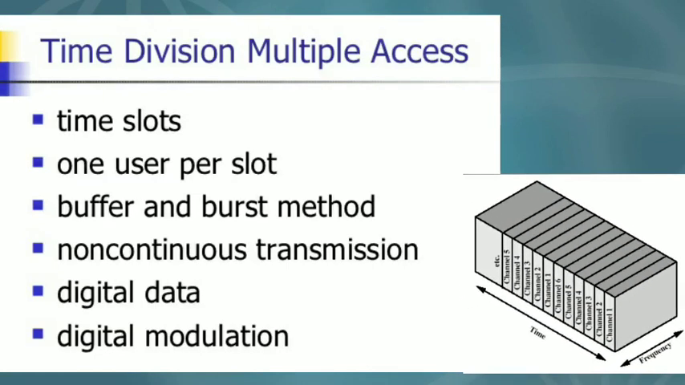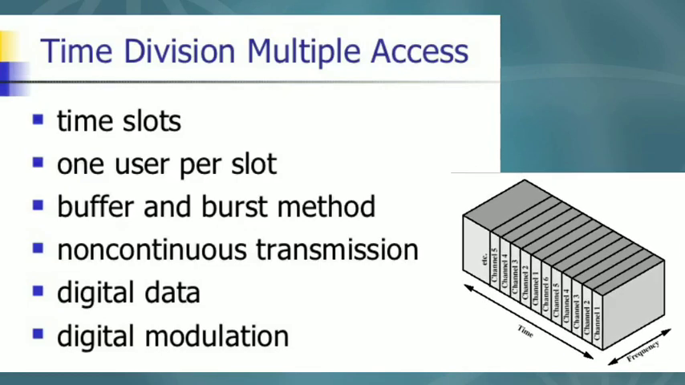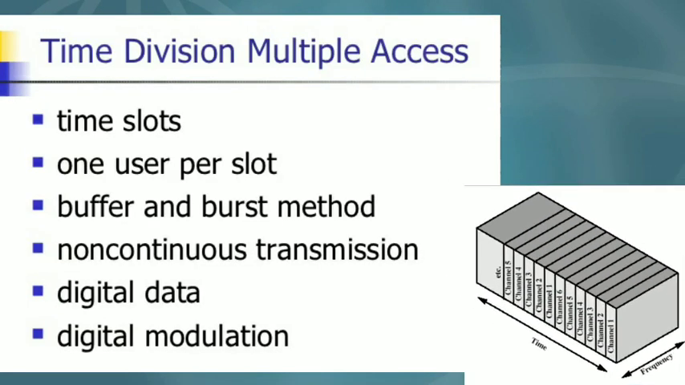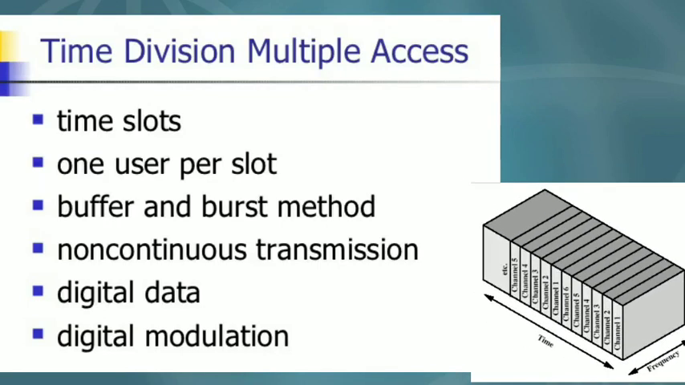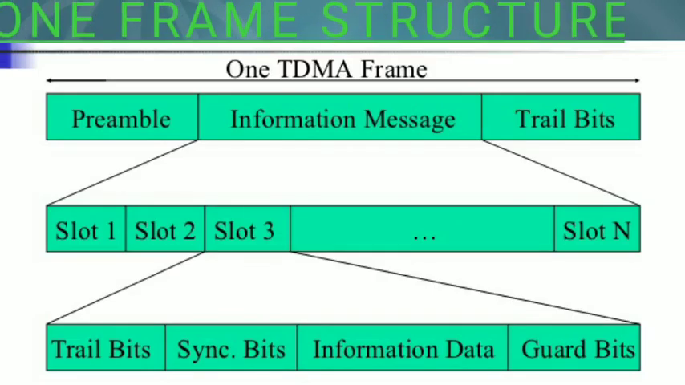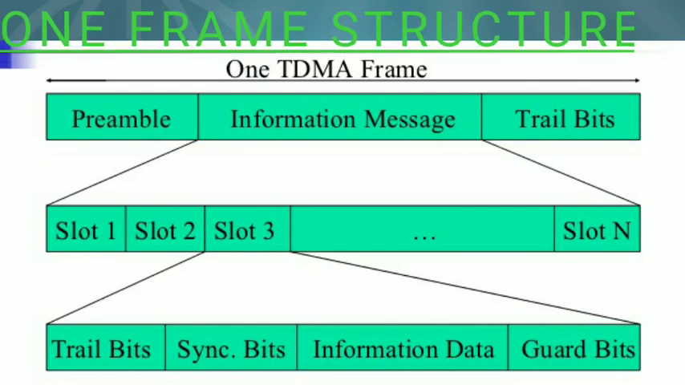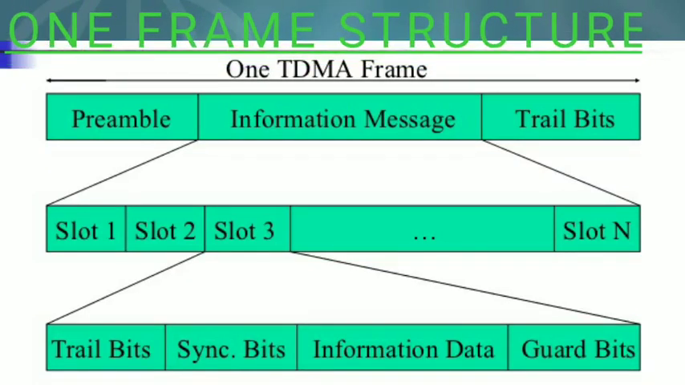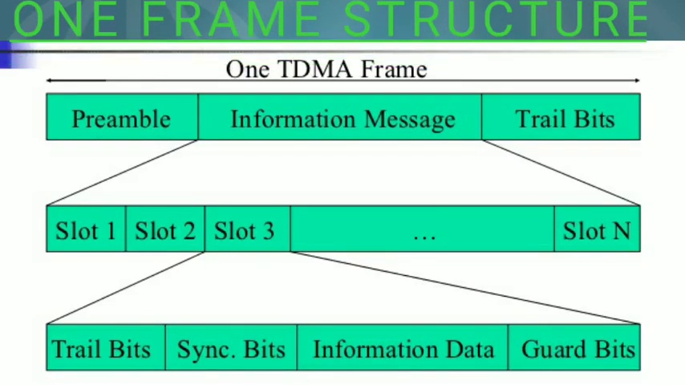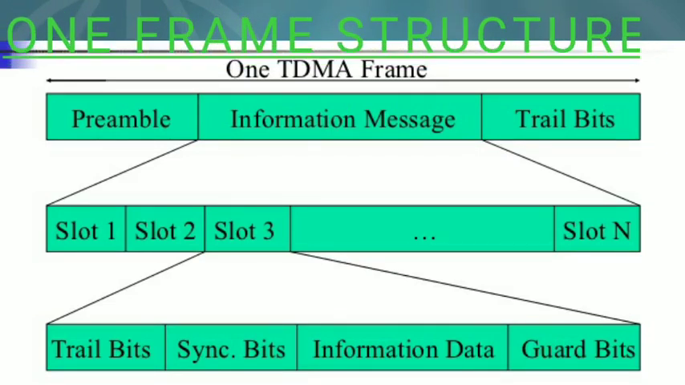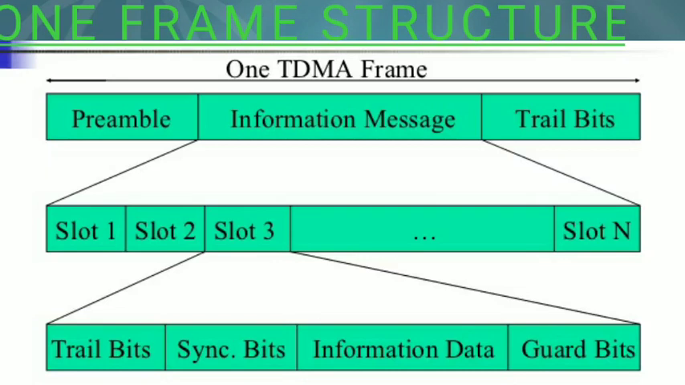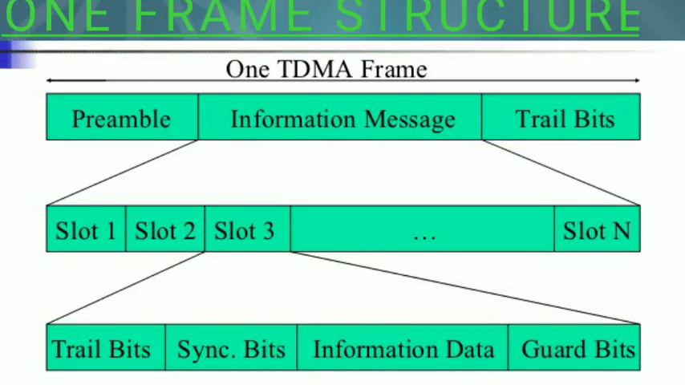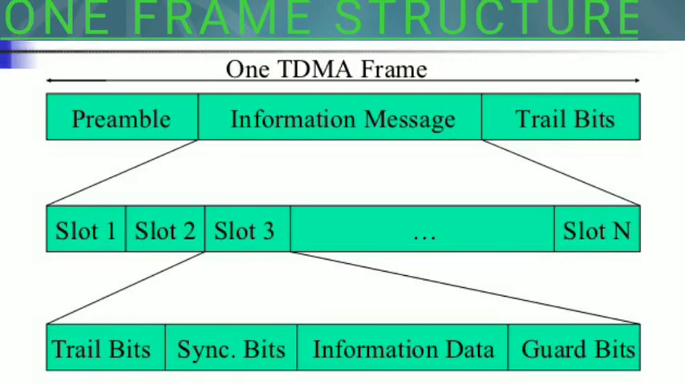TDMA uses different time slots for transmission and reception, thus duplexers are not required. The TDMA transmission is divided into frames which contain a few time slots. The number of time slots depends on the standard. In TDMA, the duration of a frame is 4 microseconds for 6 time slots.